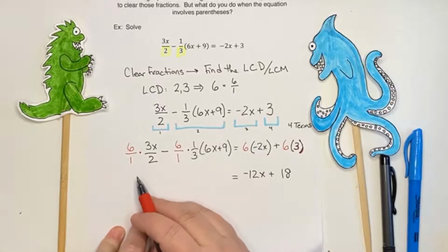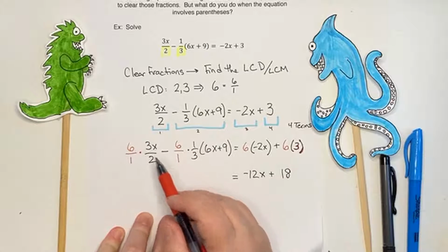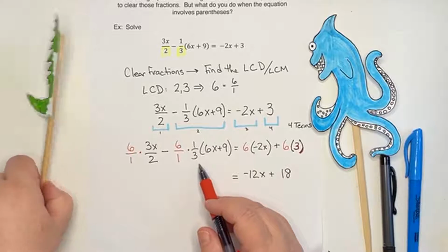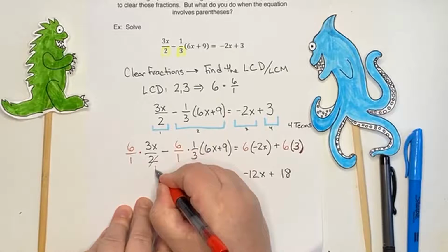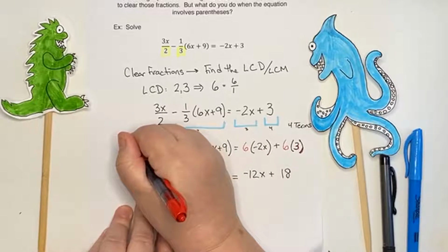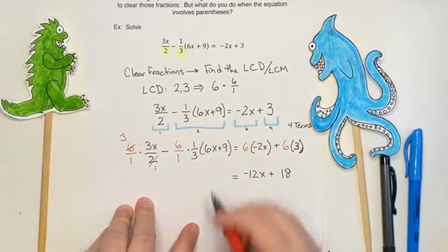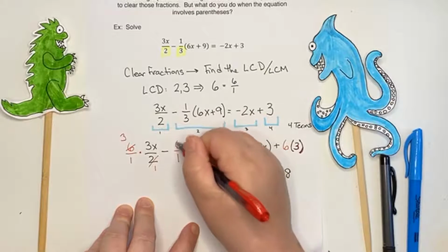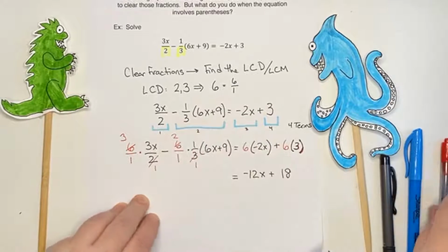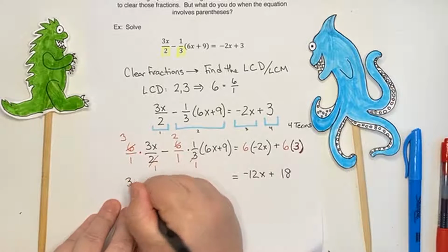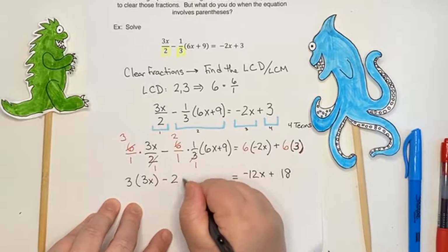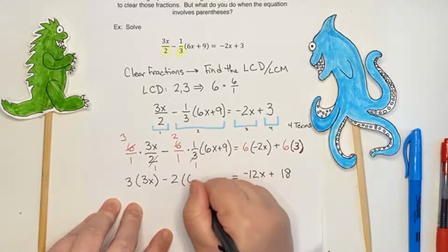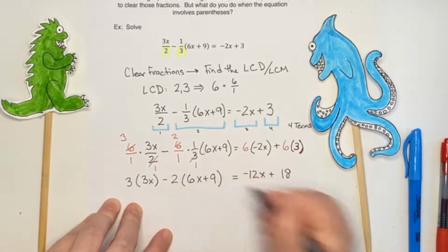Okay, so over here, the messy side, with our mega number, which is going to smash all the denominators, much like Godzilla, I can cancel this 2. This is the whole point of clearing fractions, and it cancels with 3. And then this 3 cancels with the 6 and becomes 2. So here I'm going to rewrite this. 3 times 3x minus 2 times, this becomes 1, 6x plus 9.